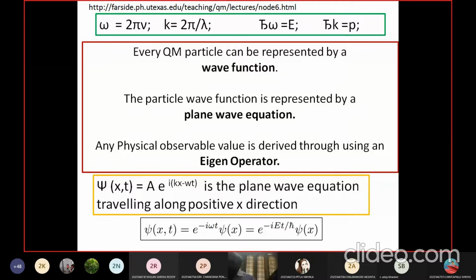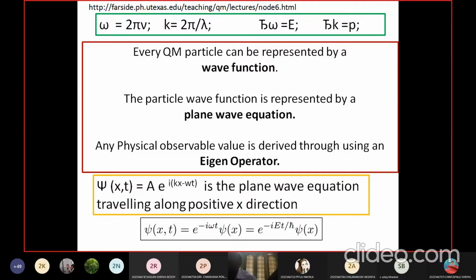Exactly in the same way, H cap is H by 2 pi and K is 2 pi by lambda. So what do I have? H by 2 pi into 2 pi by lambda. So what I have is H by lambda. H by lambda is momentum P. Now this is something which you need to understand to understand Schrodinger. After that, let me go to the basic aspects of quantum mechanics.